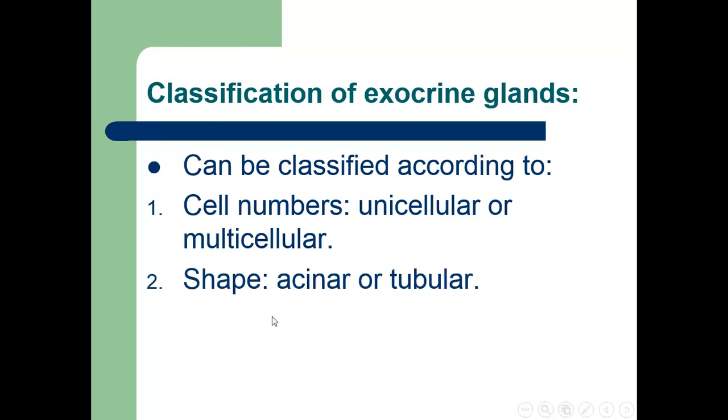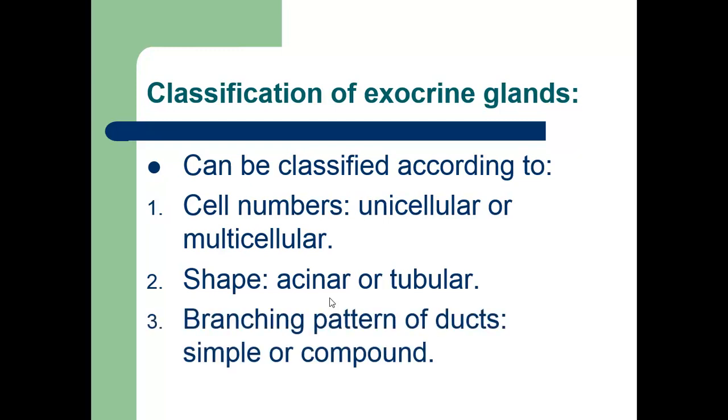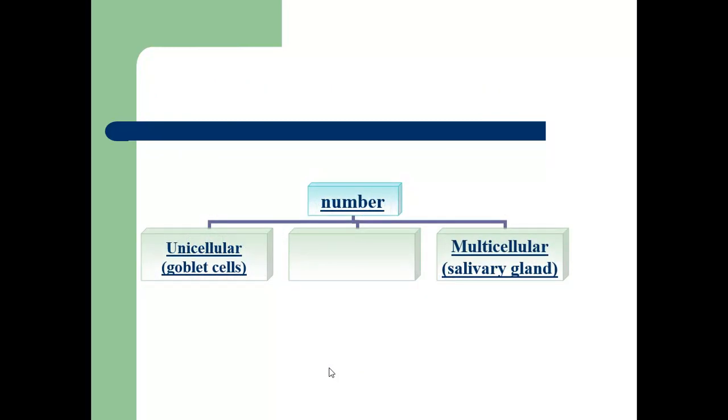This is important. According to shape of what? Shape of the secretory part. So here we classify exocrine glands into acinar or tubular. The third thing is according to the branching pattern of the duct. Exocrine glands have duct, and according to this duct branching in the gland can be simple or compound. Actually we divide glands into three: simple, branched, or compound. Let us go into this.